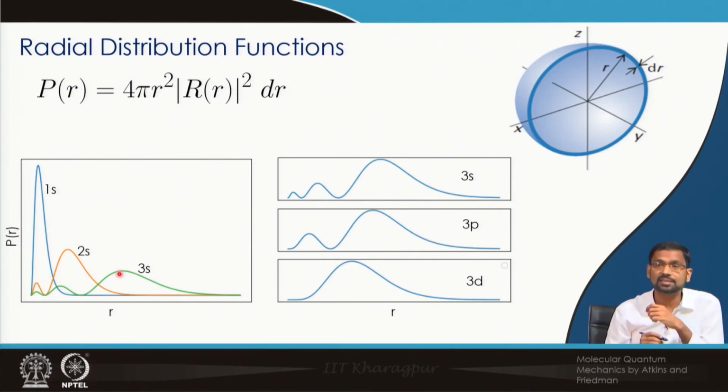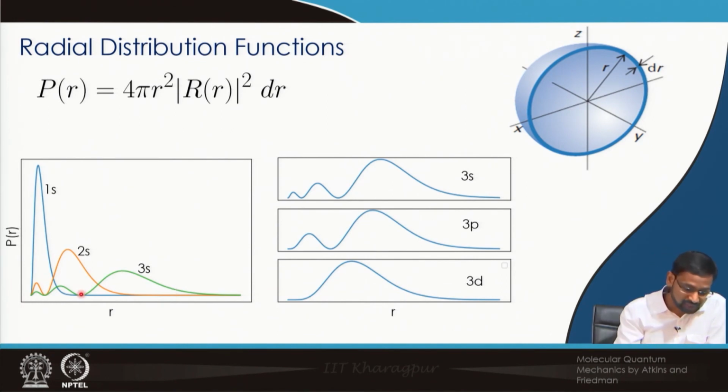When you look at the 3s orbital's radial distribution function, you see there are three places at which the function shows maximum, and there are two places at which it shows node. So in 3s orbital, what happens? The electrons can be found closer to the nucleus, but the probability is very low. It can also be found over here at this value of r, again probability is very low, but most of the time electrons will be found in this range, that is very large value of r.